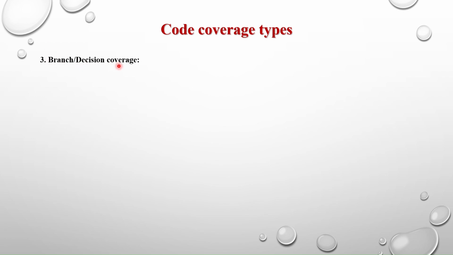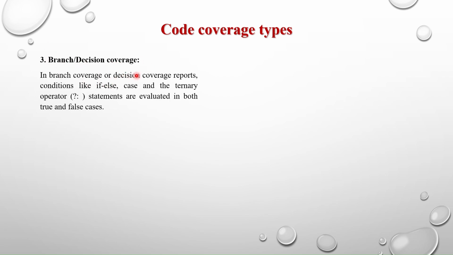The third one is branch or decision coverage. In branch coverage or decision coverage, conditions like if-else, case, and ternary operator statements are evaluated in both true and false cases. So this is important. That means branch coverage ensures that both the true branch and the false branch are executed, meaning both outcomes of the condition are tested. As the name suggests, branch, right? One true branch will be there and one false branch will be there. Whether both outcomes of the condition are tested or not will be covered by branch or decision coverage.